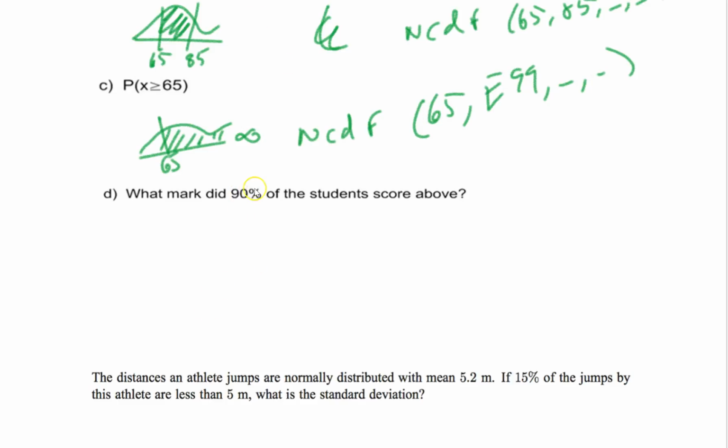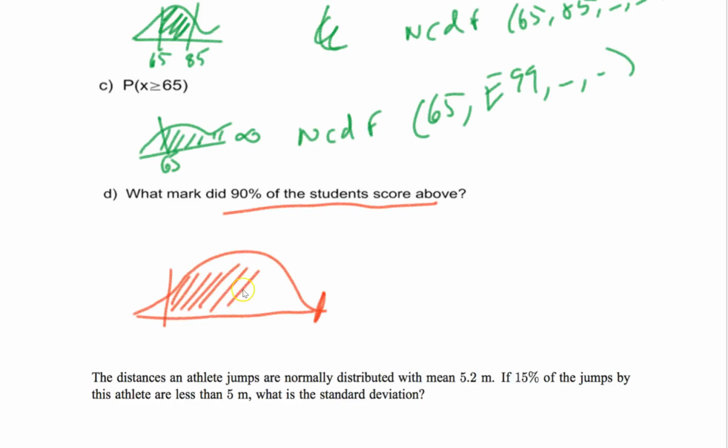What mark did 90% of students score above? So it's a little tricky. So what mark did they score above? So I'm starting on this side again. But 90% of the students, well, right, this whole thing's 100%, so 90% is like over here. All of this is what we're looking for. What score did 90% score above?